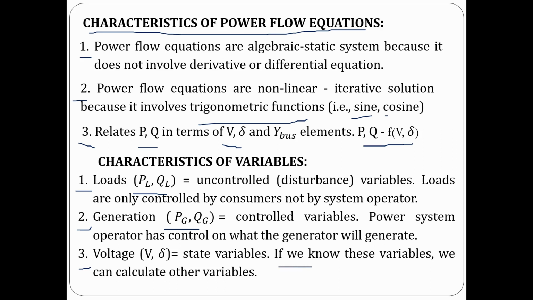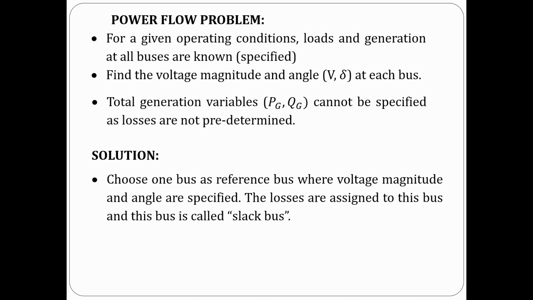In analyzing the power system, for given operating conditions, loads and generation at all buses are known or specified. Then find the voltage magnitude and angle at each bus. The total generation variables PG and QG cannot be specified as losses are not predetermined. The solution is to choose one bus as the reference bus where voltage magnitude and angle are specified or given. The losses are assigned to this bus, and this bus is called the slack bus.